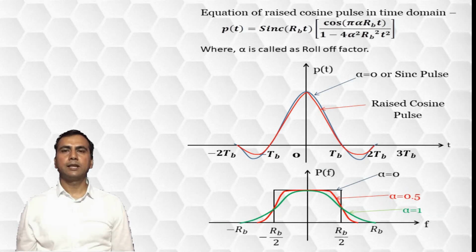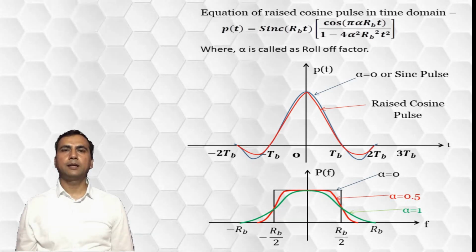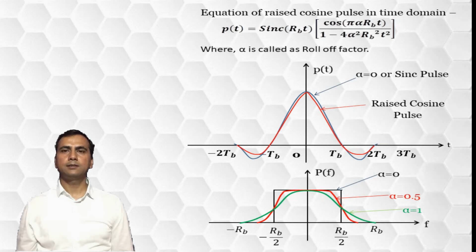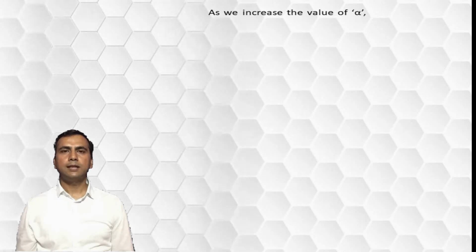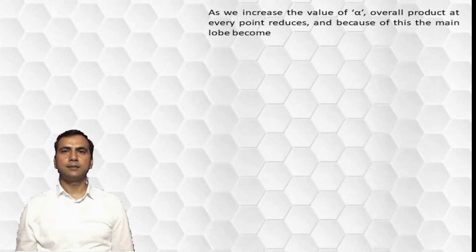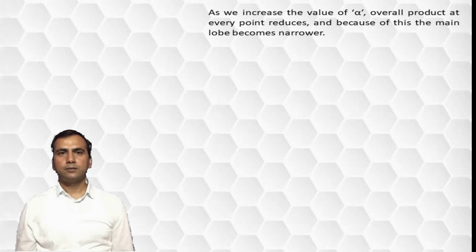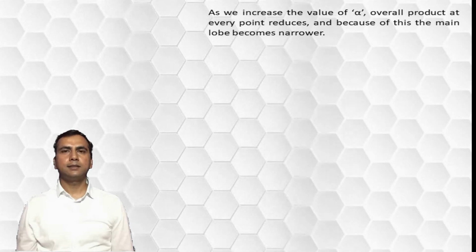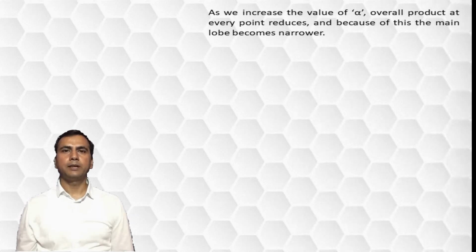In the frequency domain representation of the raised cosine pulse, we can observe that the bandwidth of the raised cosine spectrum is Rb by 2 for alpha equal to 0, but Rb for alpha equal to 1. For alpha equal to 0.5, it is somewhere in the middle. So as you increase the value of alpha, the bandwidth requirement also increases. Since the cosine term is multiplied with the sinc pulse, this is termed a raised cosine pulse. When alpha is equal to 0, the cosine term becomes 0, and it is nothing but the sinc pulse. Hence we can say that the sinc pulse is a special case of the raised cosine pulse.